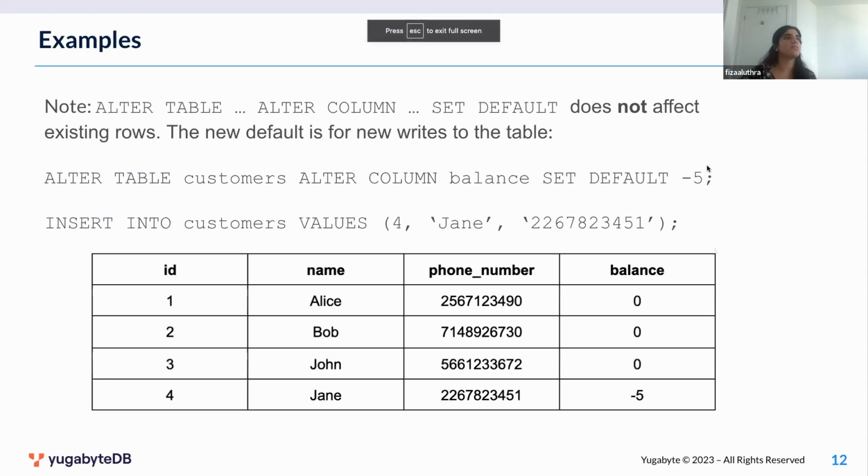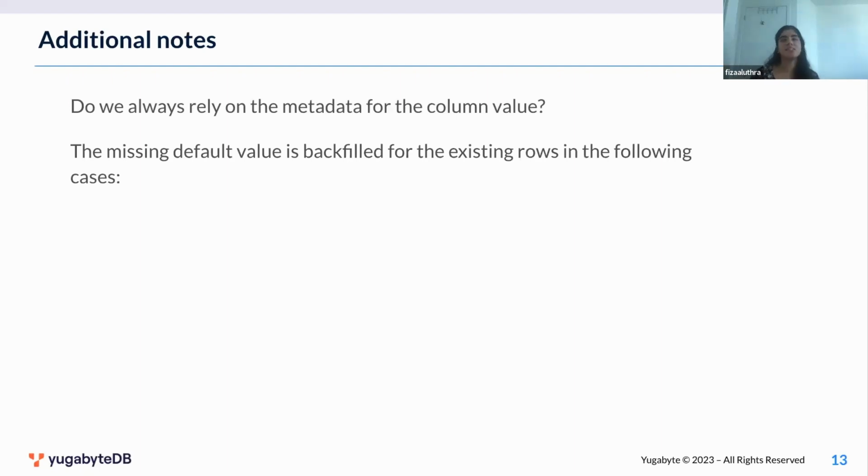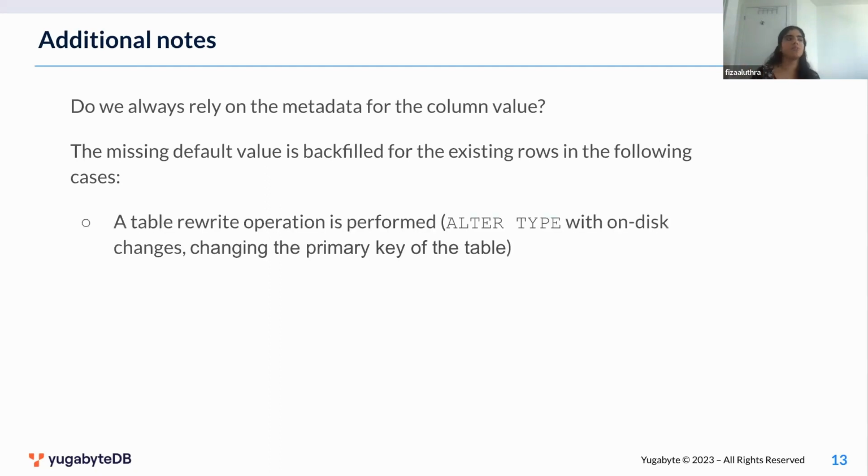Yeah, so those were the examples, and then just some additional notes. One question that we can ask is, do we always rely on the metadata for the column value, right? The answer is no. The missing default value is actually backfilled for the existing rows in some cases. The first one is when there's a table rewrite operation that is performed. For instance, alter type with on-disk changes and changing the primary key of the table. These are some that we support.